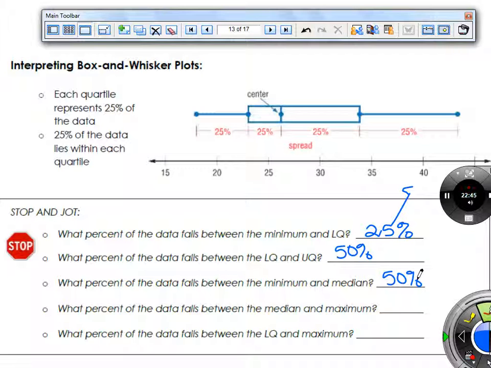Okay, what percent of the data falls between the median and the maximum then? The median and the maximum. 50 again, right? Because the median is exactly the middle. So if it's median to minimum or median to maximum, then it's 50% on each side. Right? What percent of the data falls between the lower quartile and the maximum, or quartile 1 and the maximum? 75%. So this is just trying to drive home that idea.